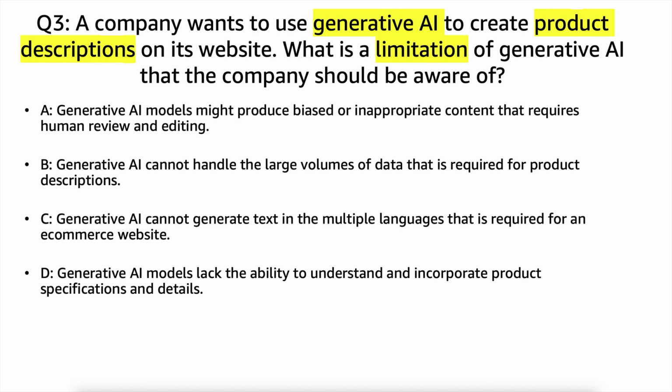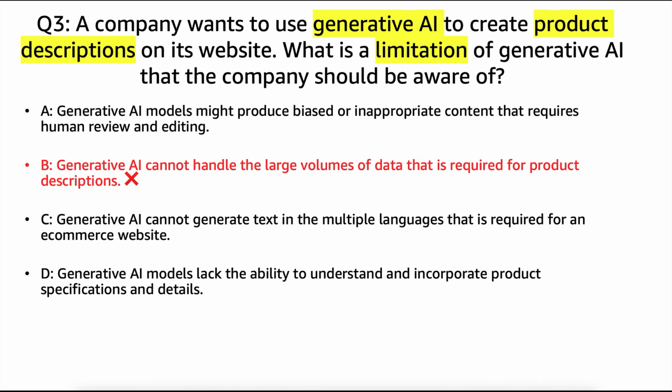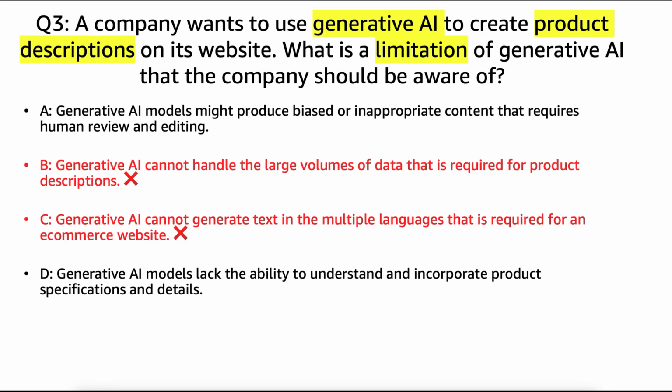Option B claims that generative AI cannot handle large volumes of data required for product descriptions. This is incorrect because modern generative AI models are specifically designed to handle large volumes of data and can generate text at scale. Now let's look at option C. This option suggests that generative AI cannot generate text in multiple languages required for an e-commerce website. This is also incorrect because you can train generative AI models on multilingual data and they can generate text in multiple languages. Next, let's examine option D.